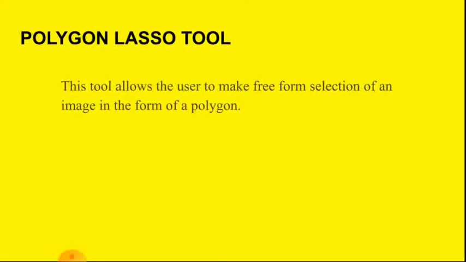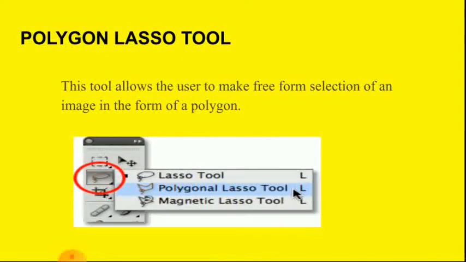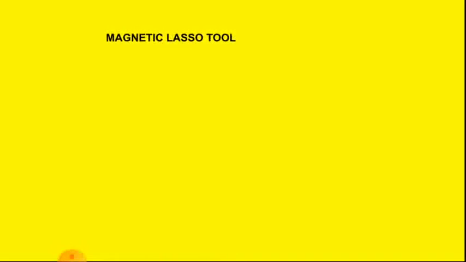This tool allows the user to make free form selection of an image in the form of a polygon. Can you see the symbol of the polygonal lasso tool? Yes, this is the symbol of the polygonal lasso tool. Next is the magnetic lasso tool.